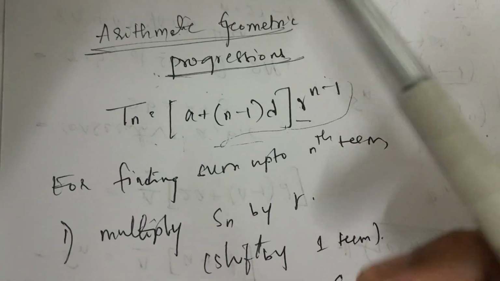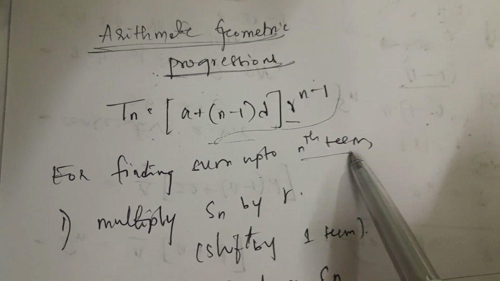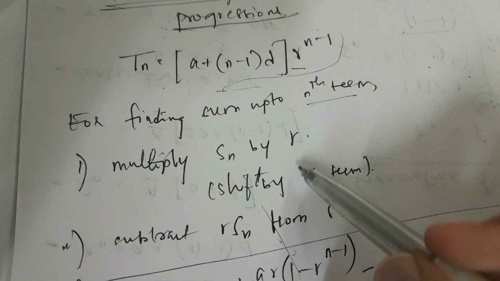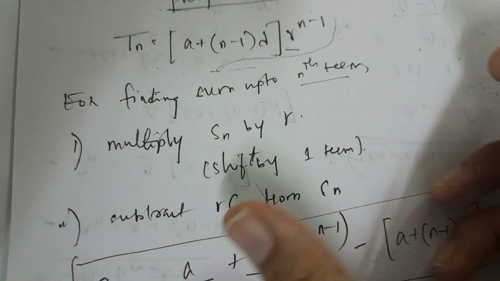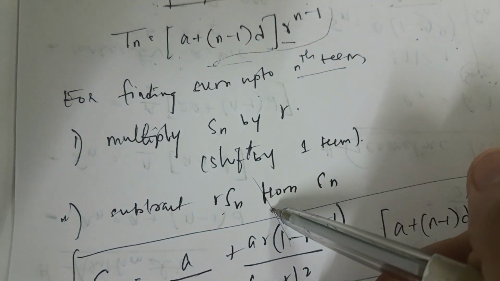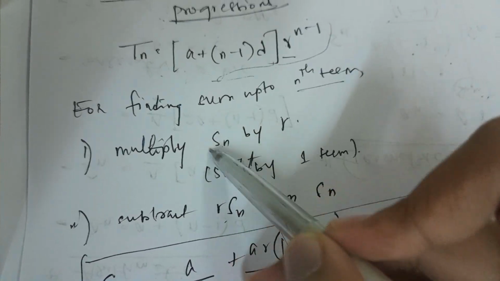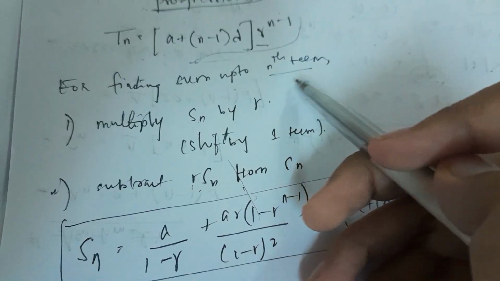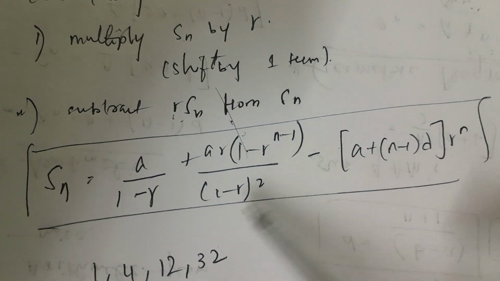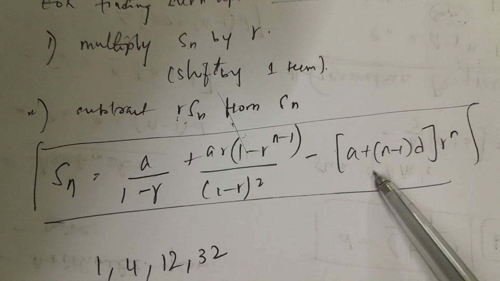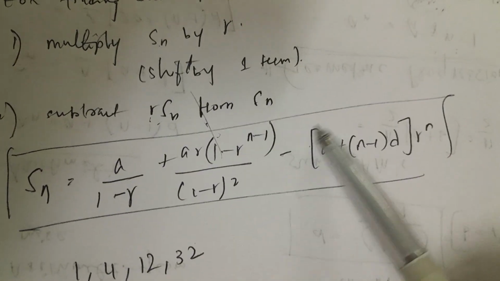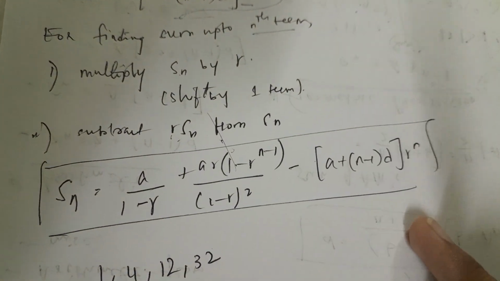One thing that they ask very often is to find the sum up to the nth term of some given AGP. So what you do is you multiply the sum by the common ratio and then shift it by one term. Shift the summation by one term, and then you subtract it. Subtract the two equations. You have the sum and then you have the sum multiplied by r. You subtract them and then you get the sum up to the nth term. You have a direct formula for that, which is super lengthy, and I personally don't memorize it because I think it's a waste of memory space. But if you think you can memorize it, good for you, go ahead.